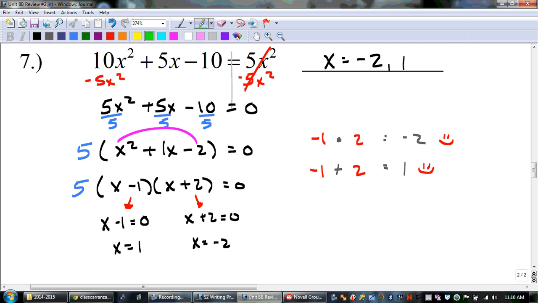So just remember, at this point, everything that has a variable gets set equal to 0. That's why after I factor out that 5, I'm kind of done with it. I don't need it right now.